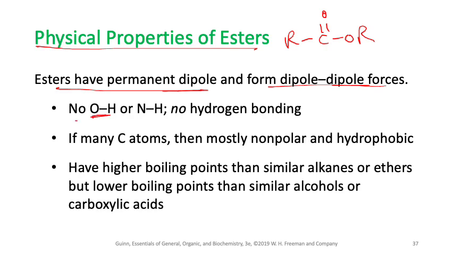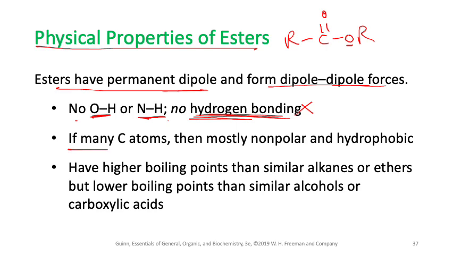But there is no OH or NH bond present in the ester. Is there any hydrogen attached to an oxygen? No. So an ester cannot form a hydrogen bond. So that's the important thing, right?